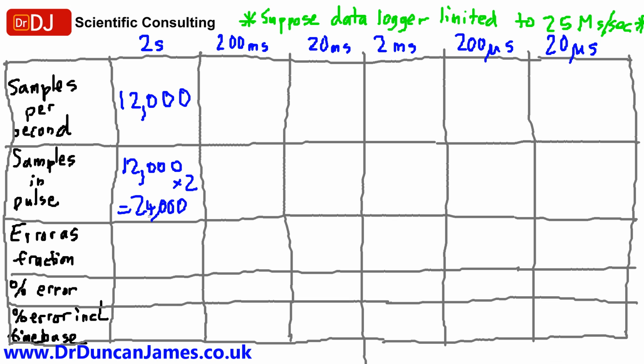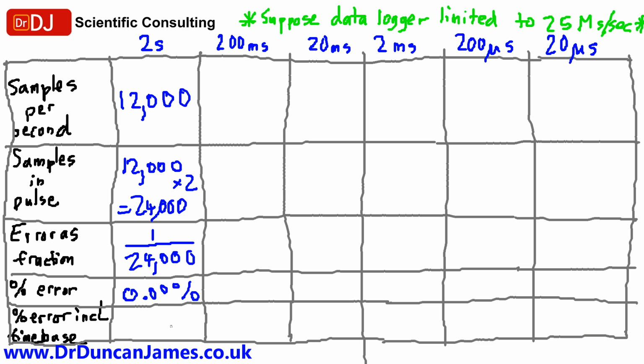So I'm repeating the previous example. Bear with me, just so we get used to the grid. What is this error as a fraction? Well, we know that we might be out by one sample. It's that simple because we might miss either end by up to one sample length, because that's how often we're taking the measurements. So it's 1 out of 24,000. As a percentage, we times that by 100. That is actually 0.00% if I round it to 2 decimal places.